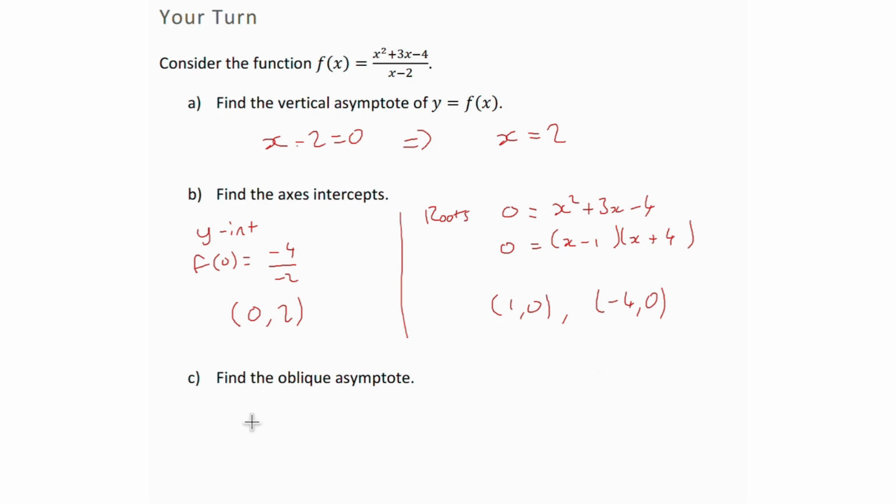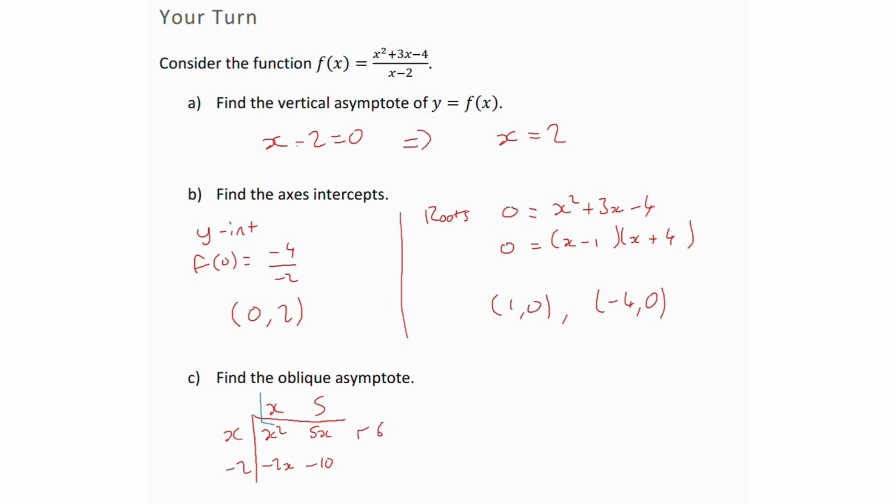Find the oblique asymptote. To do that, we need to find the quotient when we perform the division. So we're dividing by x minus 2. We know we get x squared, which means that has to be x, which means that is minus 2x. But we want 3x, so we need 5x here, which means we have 5, minus 10. We need minus 4, so the remainder is going to be 6.